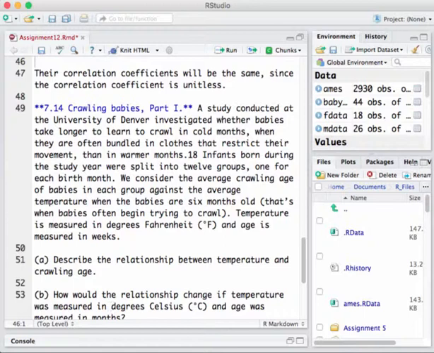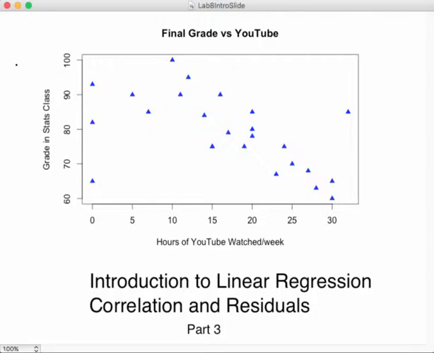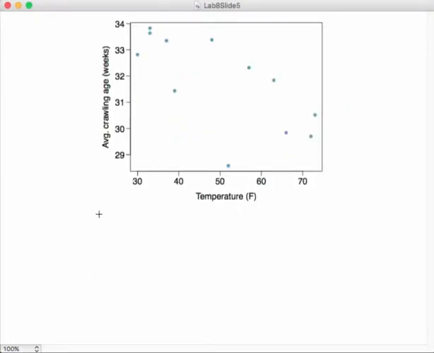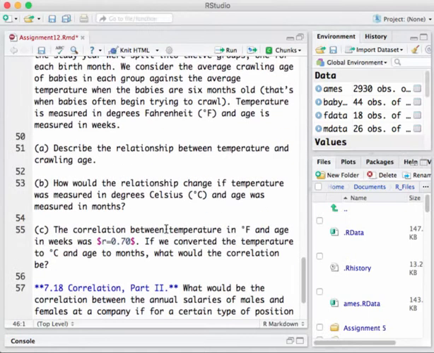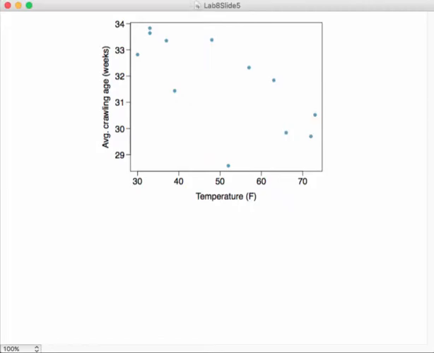Okay, so let's go over to the whiteboard and take a look at that picture. So what does the picture look like here? That's the graph right there. Okay, so now they have some questions for us. Let's go back just real quickly to RStudio here. They say describe the relationship between temperature and crawling age. All right, well, what would temperature versus crawling age look like?